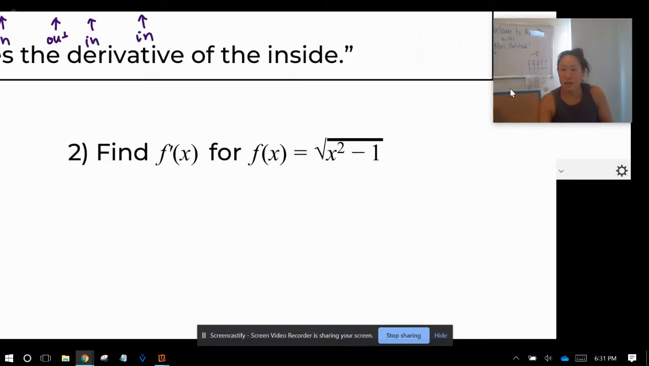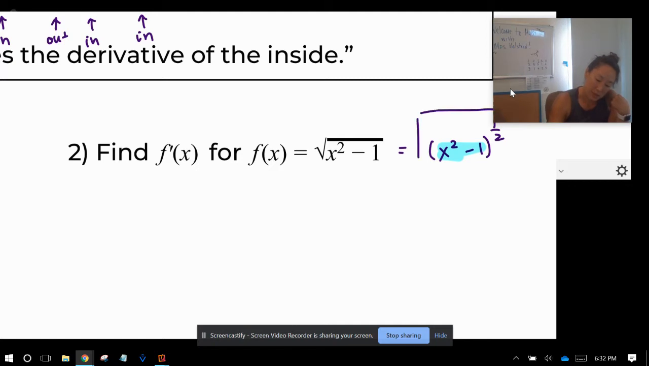Roots are just chain rules, they're powers disguised. So I'm going to do (x squared minus 1) raised to the 1/2 power. And what is the inside u part of our function? That is this x squared minus 1. So I'm going to have my outside function and my inside function.